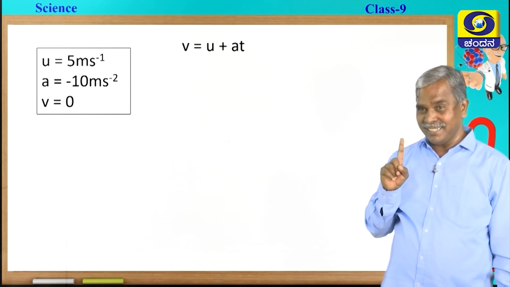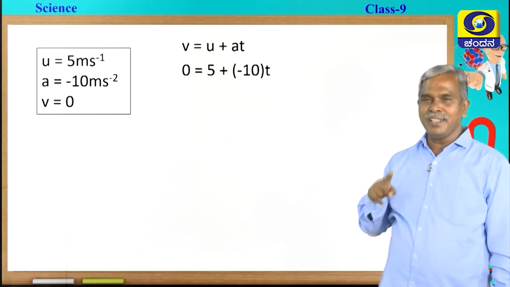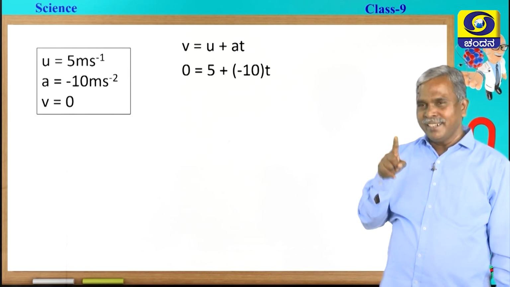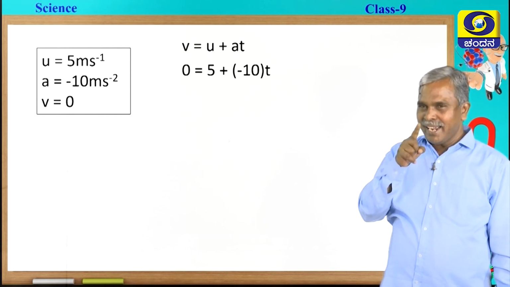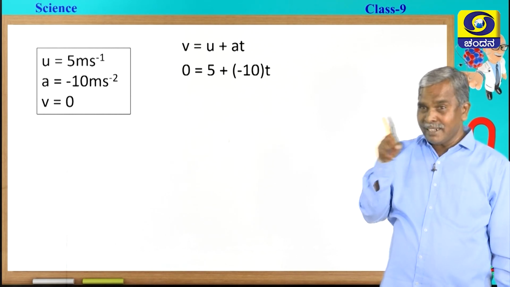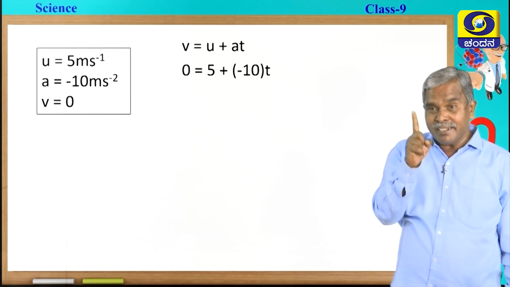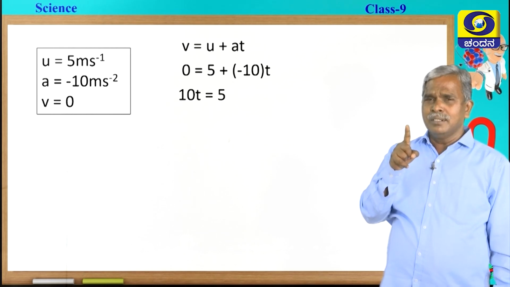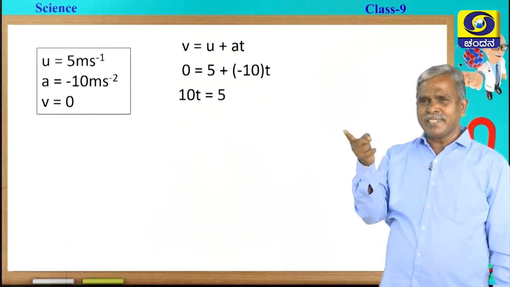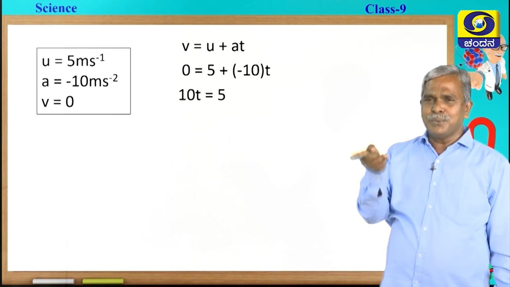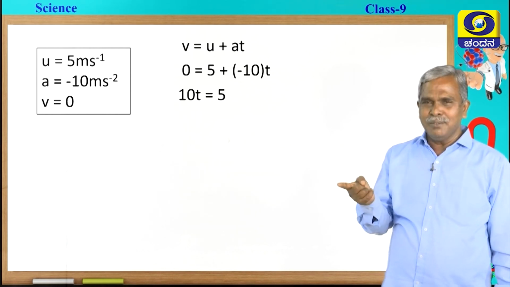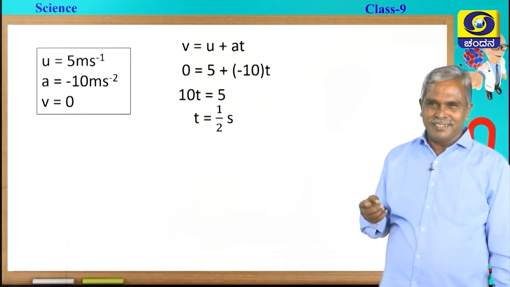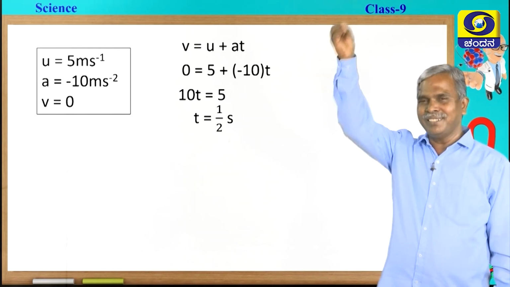because s you cannot find directly. As usual, we substitute v as 0 and u as 5 and a as minus 10 into t. See, for a they had given minus 10, but if they had not given the value, a should be taken as minus 9.8 meter per second square. And next, 0 is equal to 5 minus 10t. 10t is shifted to the other side to get it positive. Now, 10t is equal to 5, t is equal to 1 by 2 second, it will take half a second to reach that height.